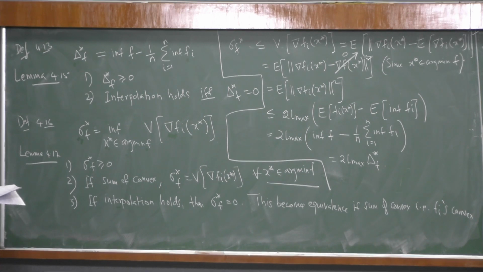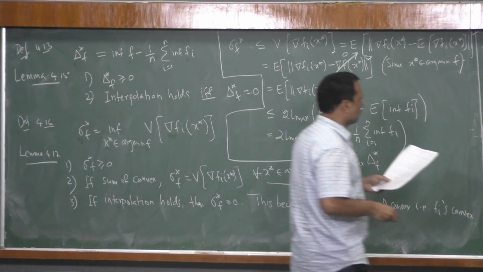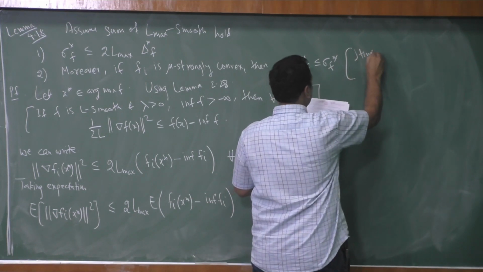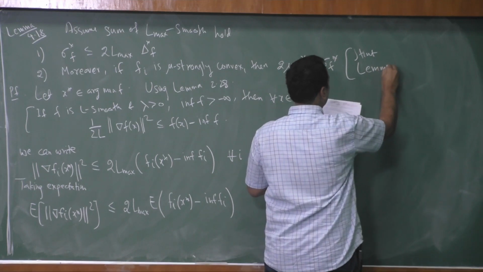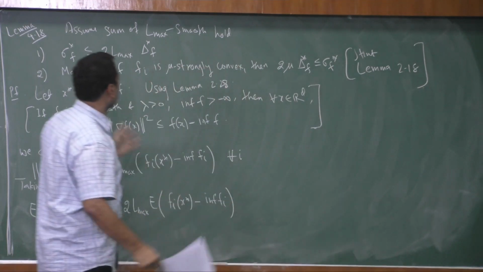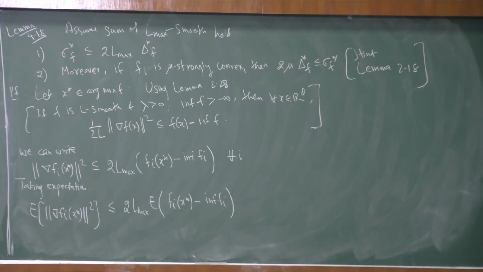The moreover case is very similar. It says that it's exactly similar, and one has to use the hint, lemma 2.18. Because it's the mu strongly convex case, there is a lemma that we did before, and the proof is exactly the same, except that instead of lemma 2.28 that we used here, we use lemma 2.18. So that can be left as an exercise.